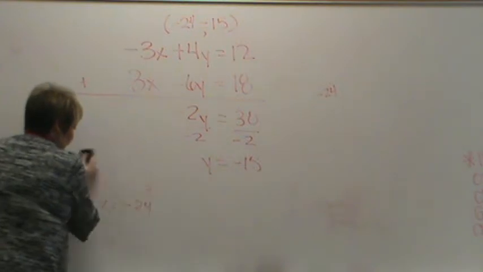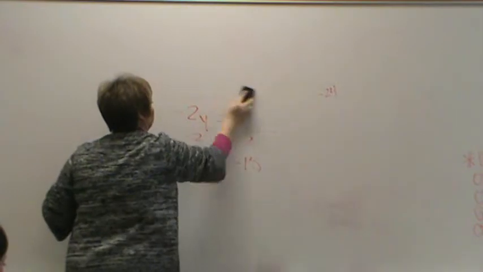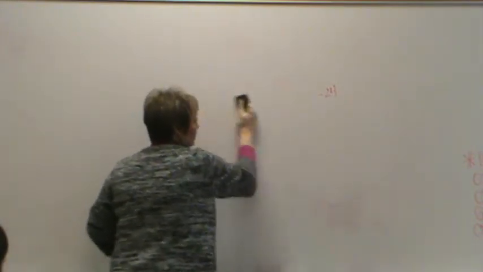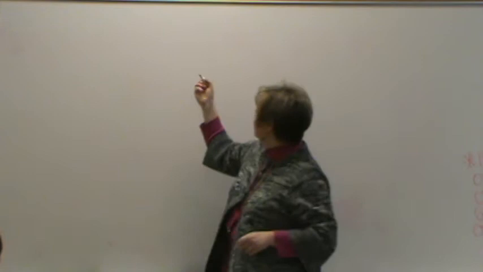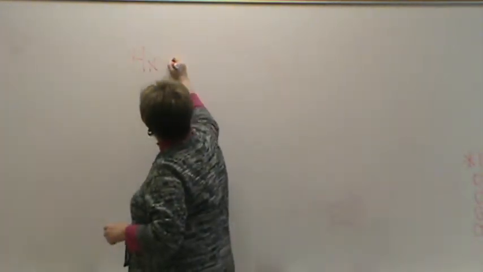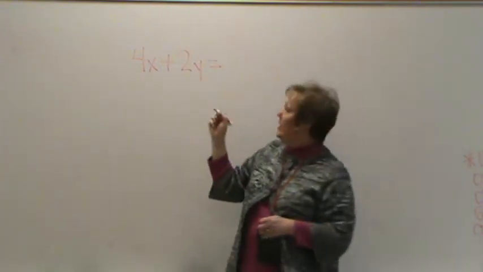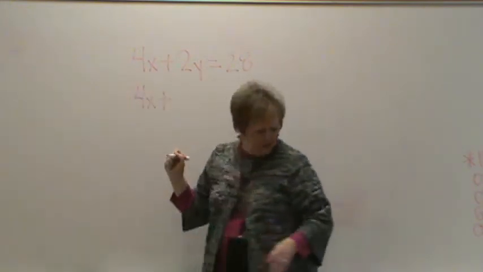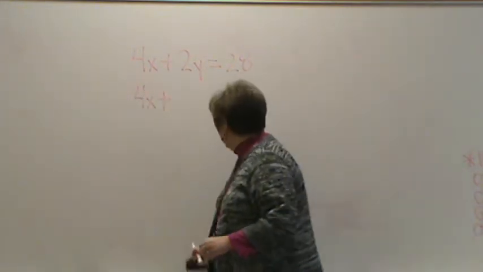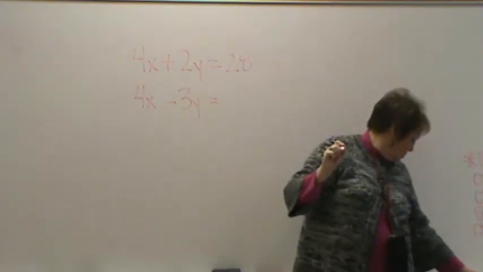Let me give you another one. Let's see what you can do. 4x plus 2y equals 28. And 4x, no, not plus, minus 3y equals 18.